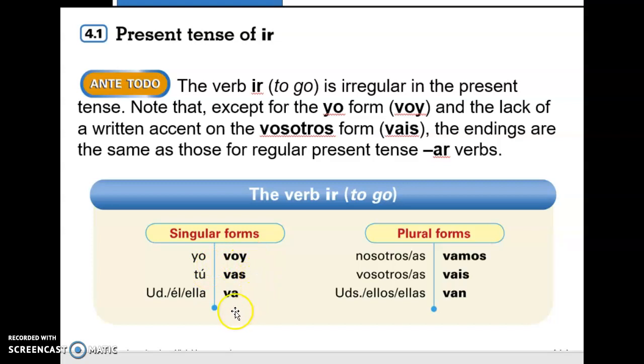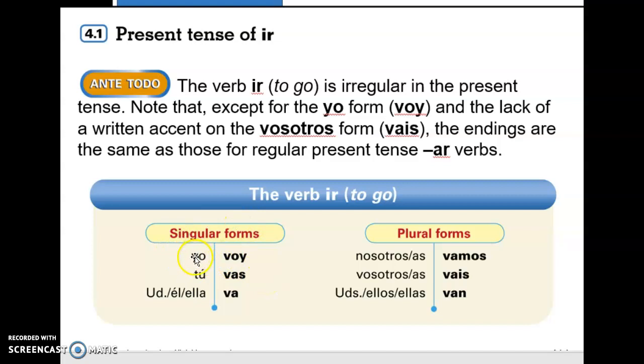tú vas, usted va, él va, ella va, nosotros vamos, nosotras vamos, vosotros vais, vosotras vais, ustedes van, ellos van, ellas van. Okay, so some of these are going to share conjugation. Sometimes this is going to be understood because of context. So very important. But like in here, you only have voy for yo.